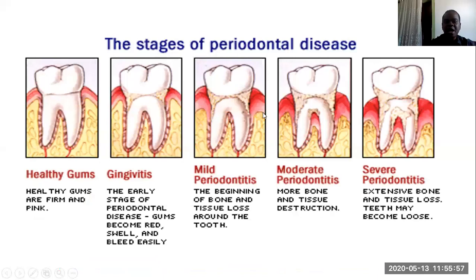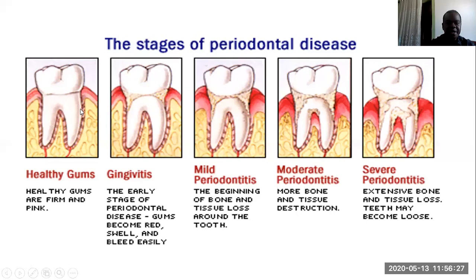Okay, now these are stages of periodontal disease. I'm showing you this so that once you see one, you'll be able to advise the patient appropriately. These are stages of periodontal diseases. Now, at the extreme left in your screen, you see a healthy gum. The healthy gum has the gums firmly around the tooth and is pinkish in color.